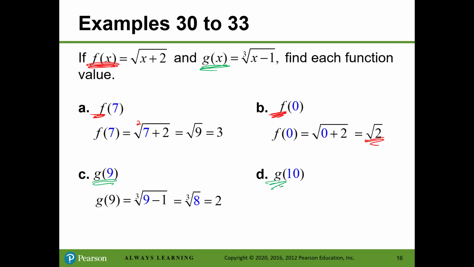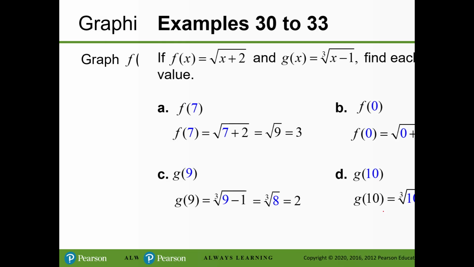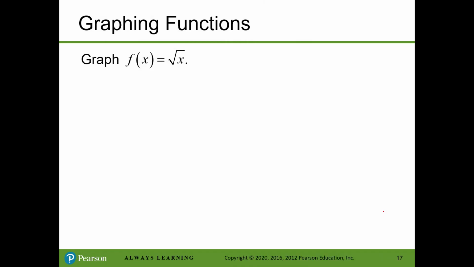Part D is also looking for you to plug it into g. And you know what 10 minus 1 is. And cubed root of 9. I don't think so. That's not a perfect cube. It's a perfect square, but it's not a perfect cube. So I'm going to leave it as just the cubed root of 9 because they did not ask me to give them a decimal. Good? All right. Now, let's graph.